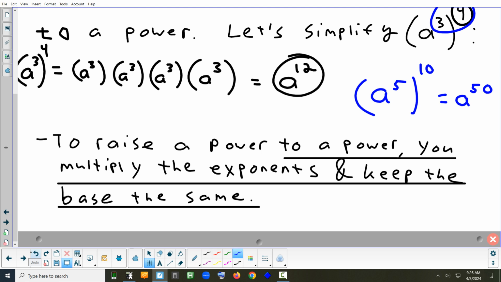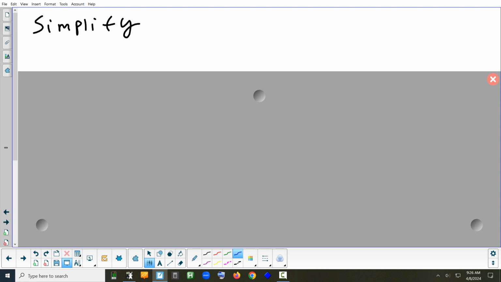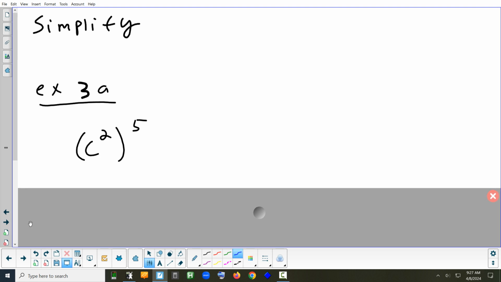All right, so let's try a few of those. So I'm going to come back to example 2. Okay, but I want you guys to flip it over on the back, and let's go to example 3. I just wanted to switch the order up a little bit. So let's try 3A. All right. First, can somebody just read to me what that says? C to the power of 2 to the power of 5. Yep. C to the power of 2 to the power of 5. Perfect.